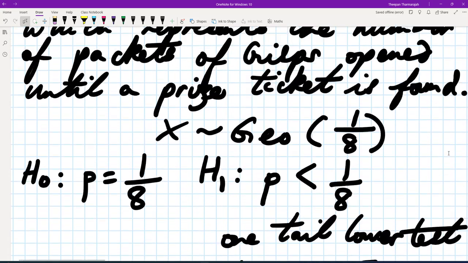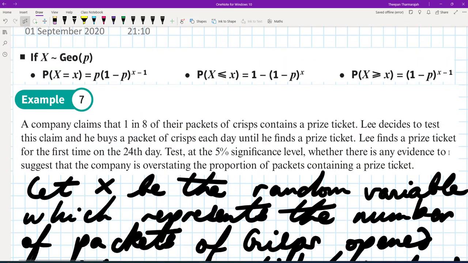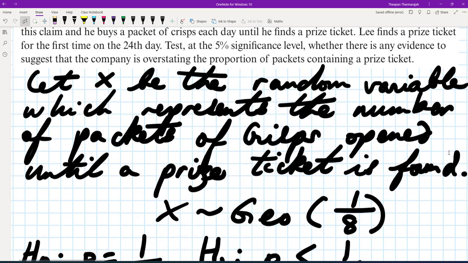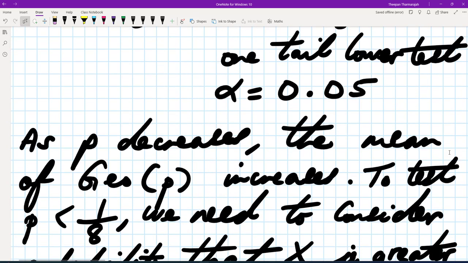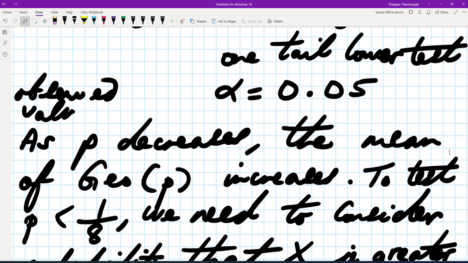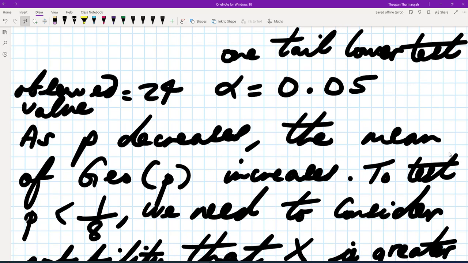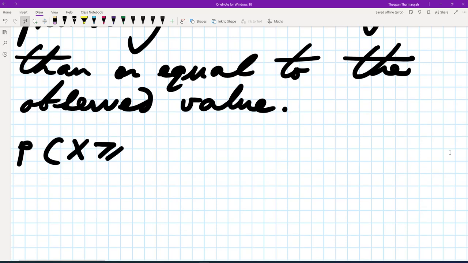Going back to the question, what is that observed value? The observed value is the 24th day. I will say, write all your information down so it's clear for your examiner what you're doing. So here we've got the probability that X is equal to 24. We can get our calculator, the Casio CT50.